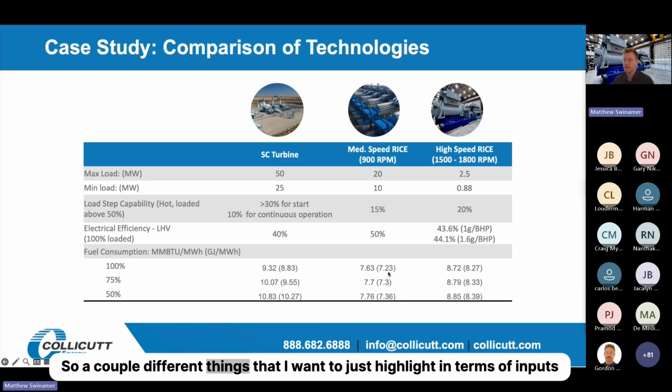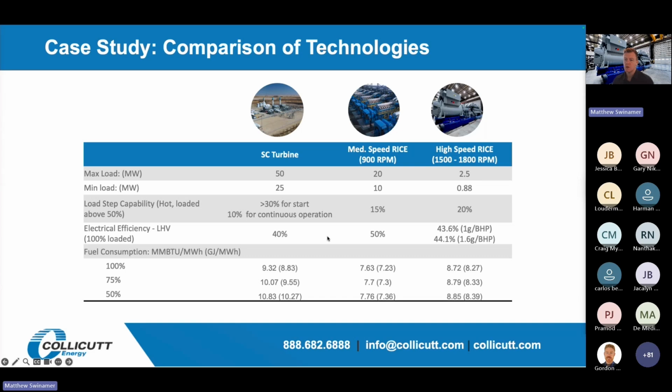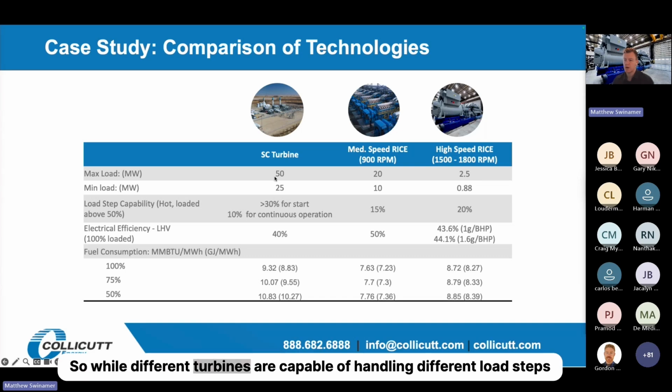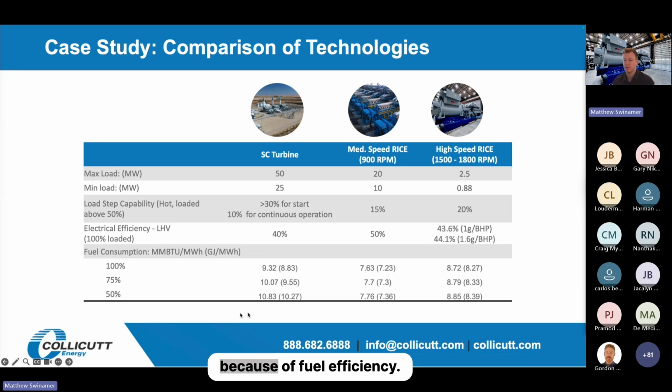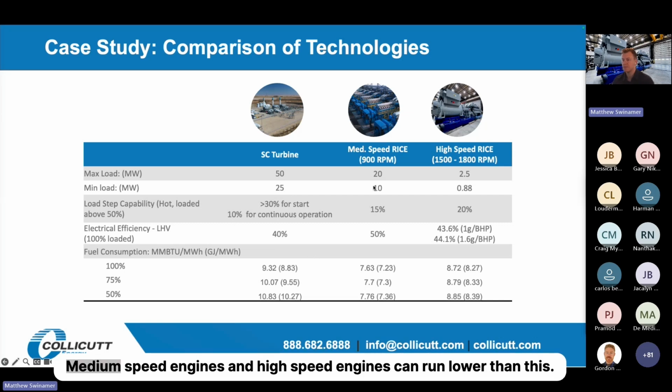So a couple different things that I want to just highlight in terms of inputs to our model. While different turbines are capable of handling different load steps, for the model, what we've done here is we've limited the minimum that a generator can run. Actually, we've set it lower than this in our model, but typically turbines like to be loaded much higher than this because of fuel efficiency. Medium speed engines and high speed engines can run lower than this, but again, in the model, we've limited it to 50%.